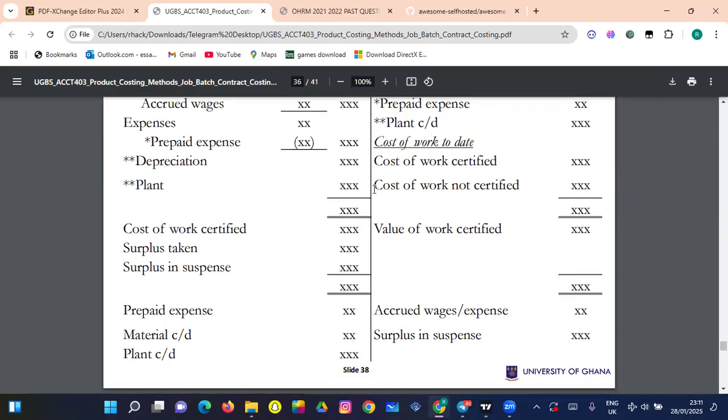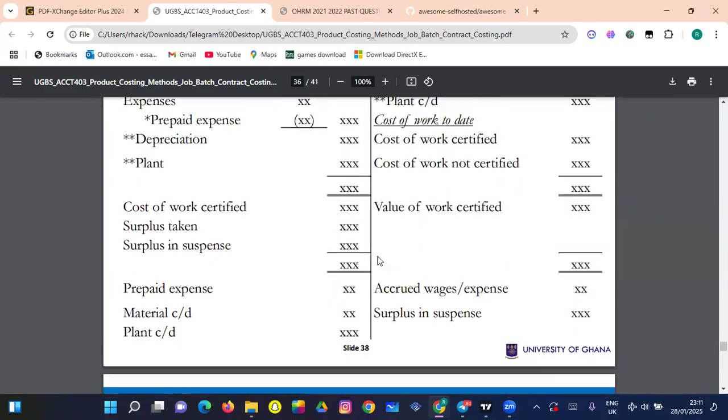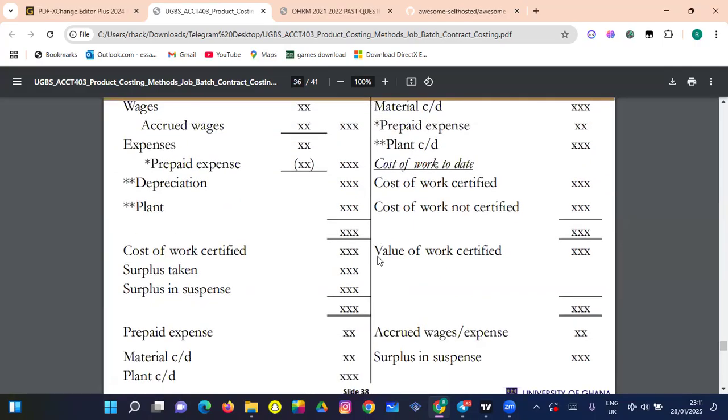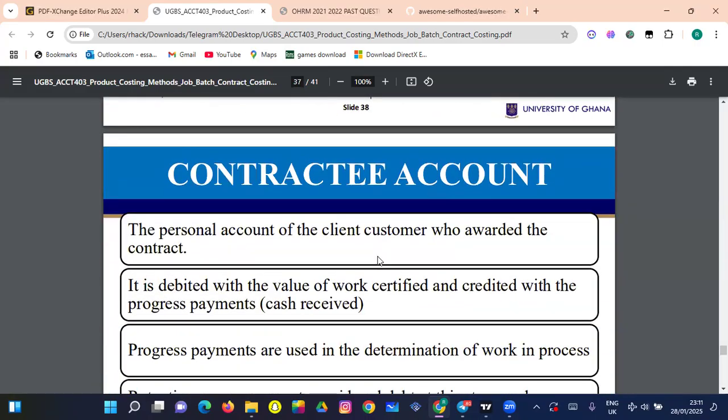Then we also come in for the cost of work to date. We have cost of work certified and cost of work uncertified. Then we have cost of work certified here again. Then your surplus that has been taken, surplus in suspense and the like. So this is basically not examinable, so I don't really want to talk more about it. Then now let's talk about the contractee's account.